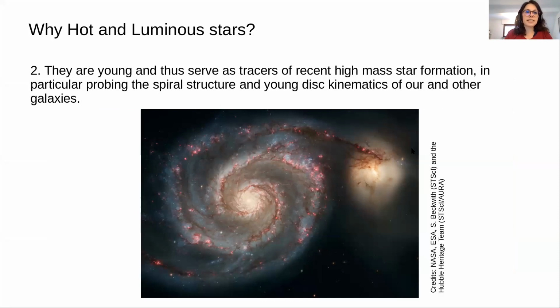The second reason is that they are young, and so they still trace the spiral structure in our galaxy and in other galaxies. In the second part of the talk, I will focus exactly on the spiral structure in our galaxy. And of course, they trace not only the physical structure, but also the kinematics and the dynamics of the spiral arms.